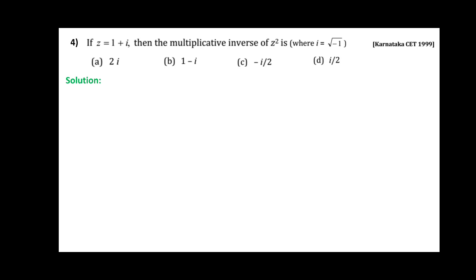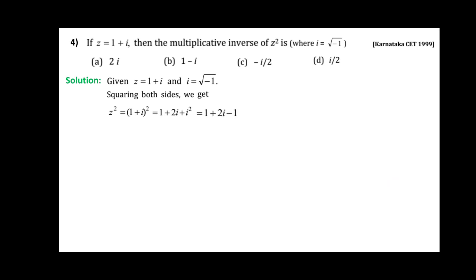Let us consider the given complex number, that is z is equal to 1 plus i, and i is equal to square root of minus 1, which is already given data. Now squaring both sides, here we have z square. We get z square is equal to 1 plus i whole square. Now we can expand this 1 plus i whole square by using a plus b whole square. Therefore we get 1 plus 2i plus i square. So i square is equal to minus 1. Therefore 1 plus 2i minus 1. So 1 minus 1 will be cancelled. The remaining is 2i, which means z square is equal to 2i.